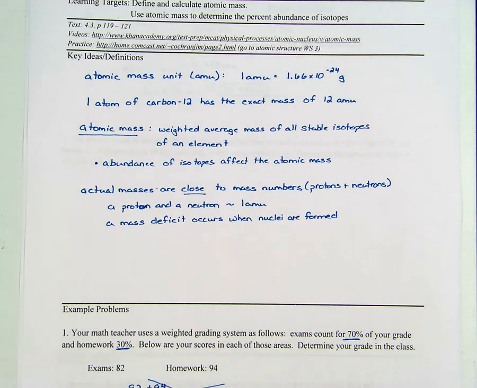This really isn't anything you need to be too familiar with. I think it's pretty interesting, though, so I thought I'd throw it on here. So the reason why those actual masses are slightly short of the mass numbers and not a little more, as you might expect, is because of that mass deficit. Alright, so let's take a look at that last example problem.